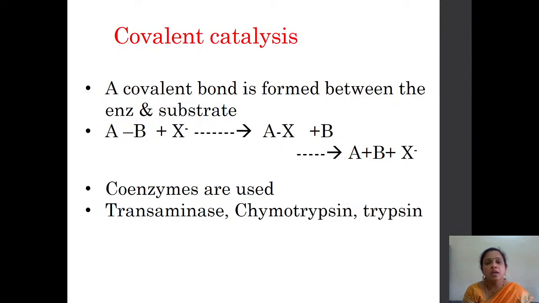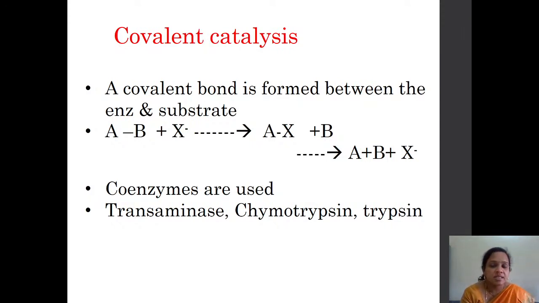Next is covalent catalysis. In covalent catalysis, a covalent bond is formed between the enzyme and the substrate. Now, when we are talking about the active site, I told you that usually the enzyme and the substrate both bind, and when they bind, a non-covalent bond is formed. But here, a covalent bond is formed between the enzyme and the substrate. So what forms a covalent bond? Usually coenzymes are present in these reactions. What are coenzymes? Cofactors, activators, all these are coenzymes. So the covalent bond is formed with these coenzymes.